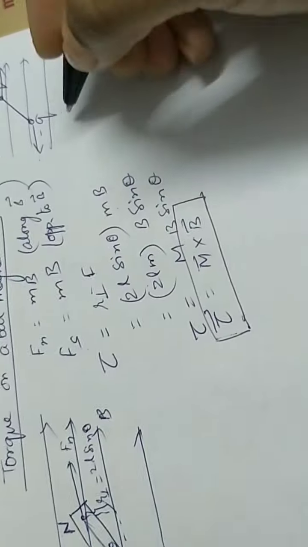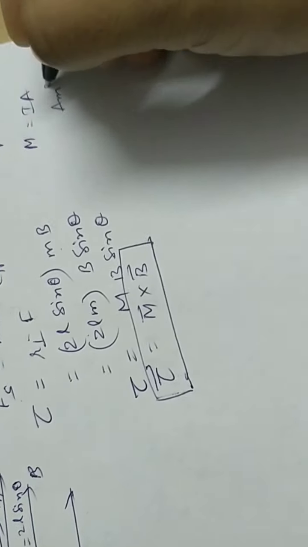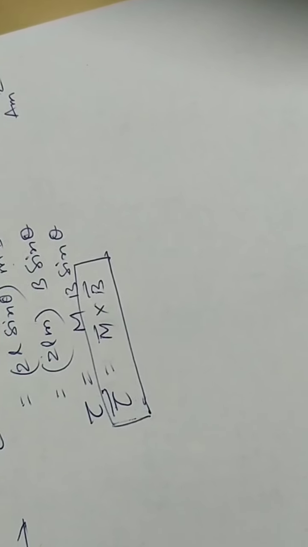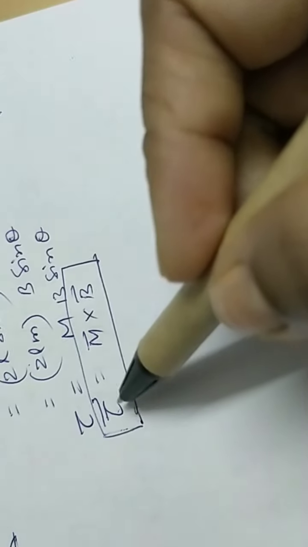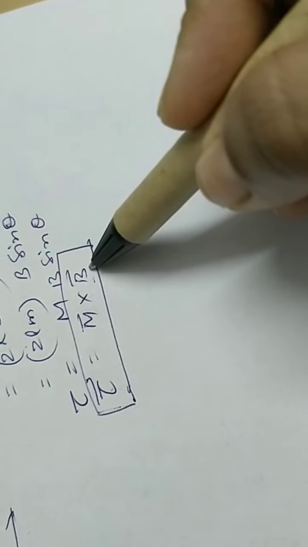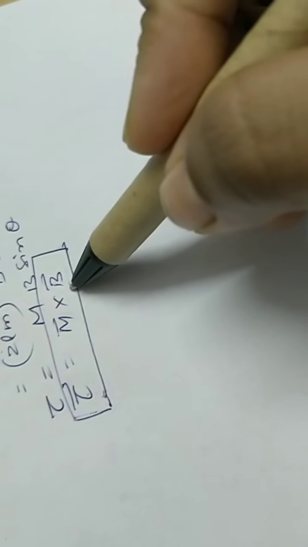The unit of torque we have already done in the last chapter. There we got m is equal to Ia, so the unit is ampere meter square. The direction of this torque will always be perpendicular to the magnetic field. Torque is always perpendicular to the magnetic field.